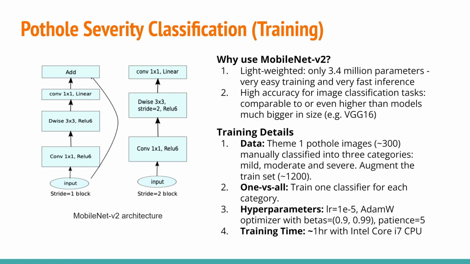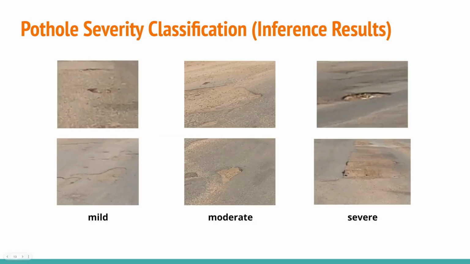So we manually classified around 300 potholes from scene 1 into the following 3 categories: mild, moderate, and severe. After splitting into train, validation and test sets, we augment the train set such that the model could acquire better generalization abilities. We trained one classifier for each severity category, and during inference, each model outputs the likelihood of a pothole to be in a certain category, and the pothole is then labeled with the category with the highest probability. So here are some of the inference results of Theme 2 potholes.